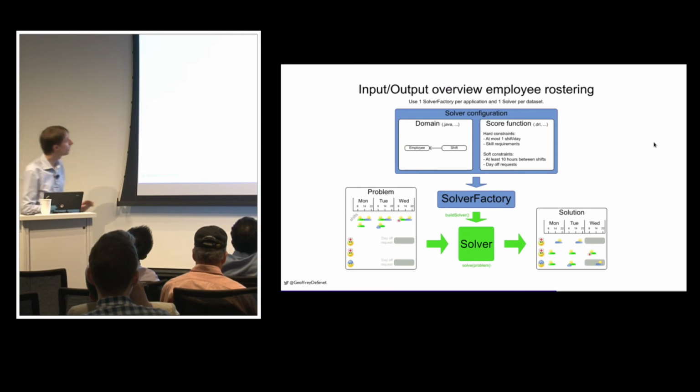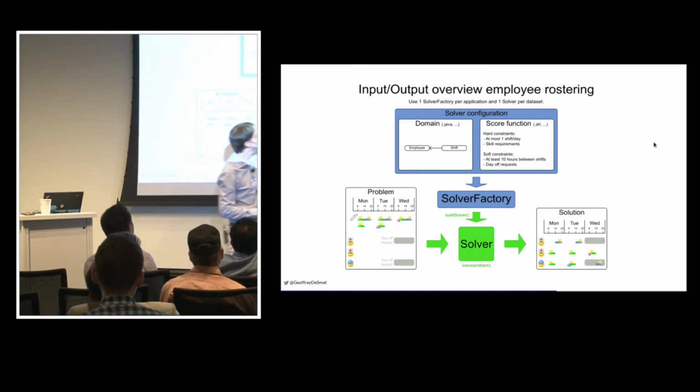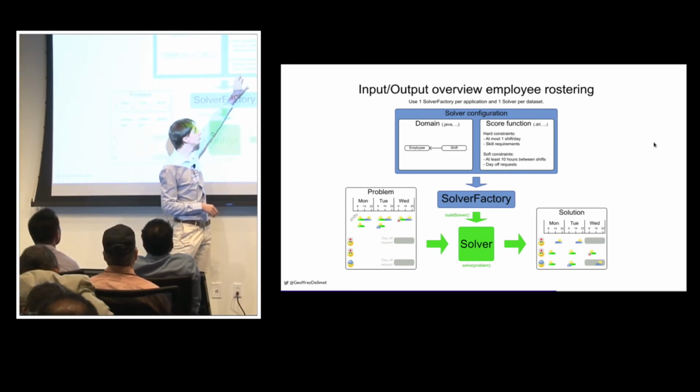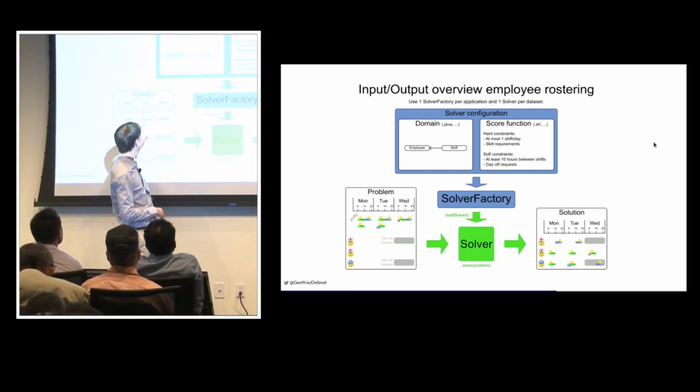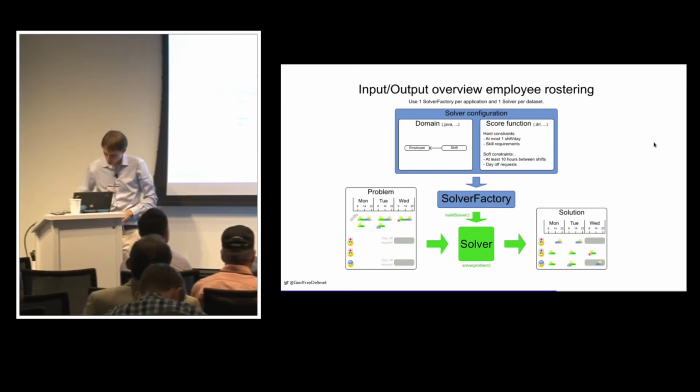So again, what happens is we give it the domain classes, we give it the score function. We can do this in the Drools language, or we can do this in the Java language. And then we just input the problem, and we get the solution after some time.